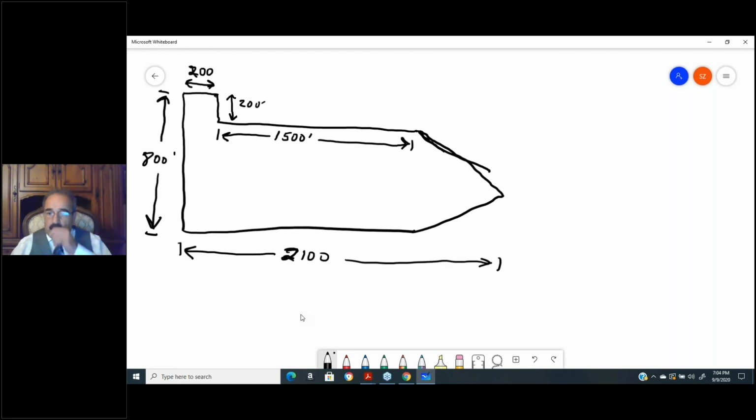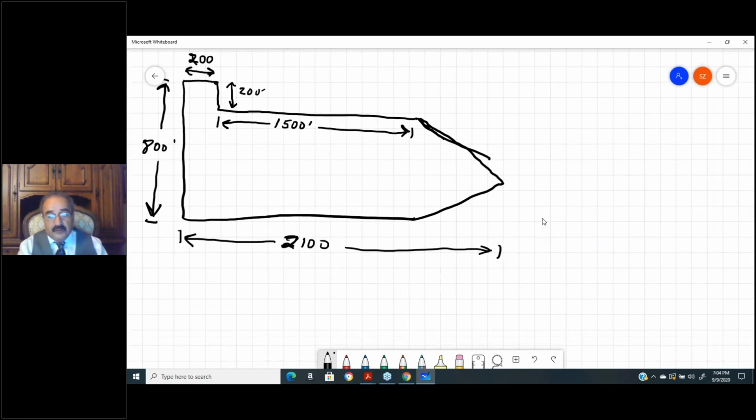Now, the question is, this farmer needs to go out and buy some seed to plant his crops. And he needs to know how many square feet of land. Actually, the question is, how many square feet of tillable land does he have?